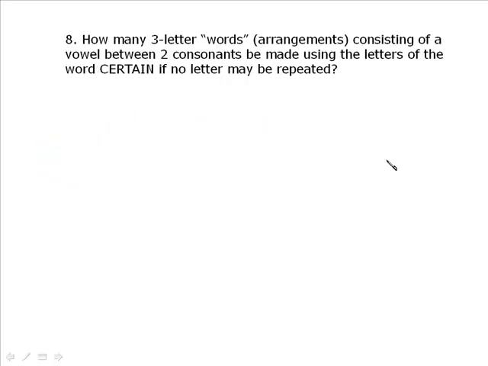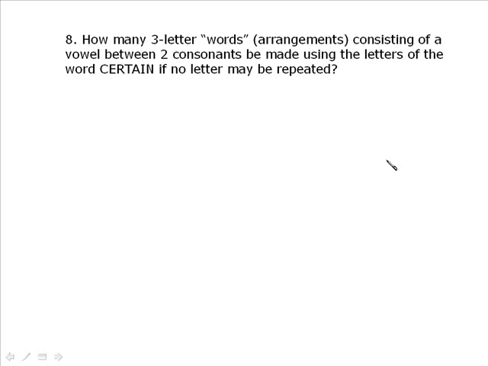How many three-letter words, arrangements consisting of a vowel between two consonants, can be made using the letters of the word certain if no letter may be repeated? Now this issue is going to come up again. I refer to it as a word, but in fact it is just an arrangement of letters. The word implies that it makes sense, and these do not have to. They're just an arrangement of letters. So from here on in, I'll probably just call them words, and what I really mean is an arrangement.